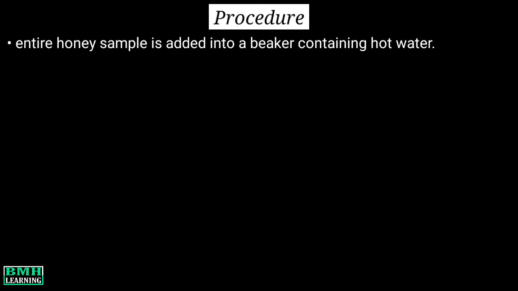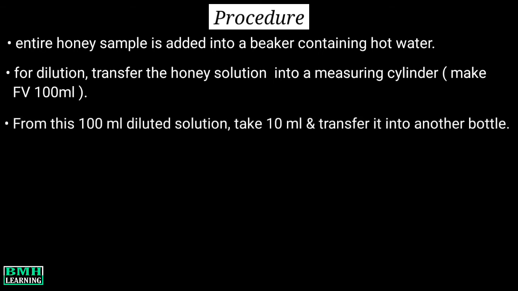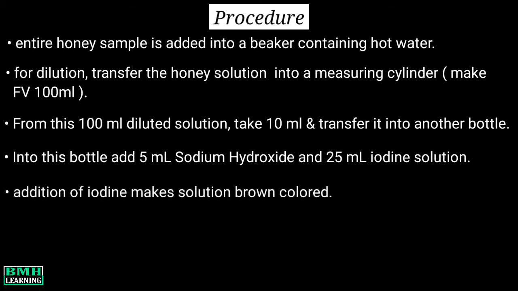Next we need to dilute the sample. For that, first transfer the honey solution into a measuring cylinder or a flask. Make the volume to 100 ml with distilled water. From this 100 ml diluted solution of honey, take 10 ml and transfer it into another bottle. Into this bottle, add 5 ml sodium hydroxide and 25 ml iodine solution. Before the iodine is added, the solution is colorless, but addition of iodine makes it brown colored.